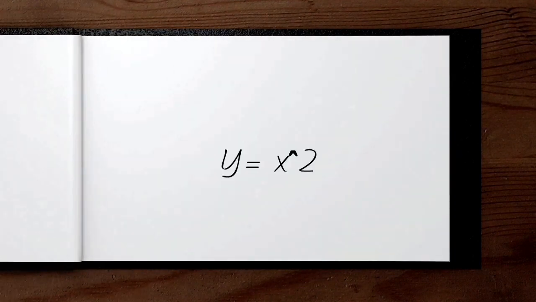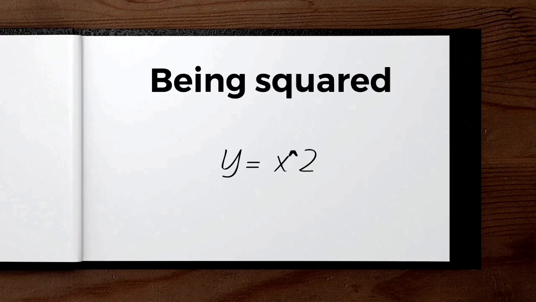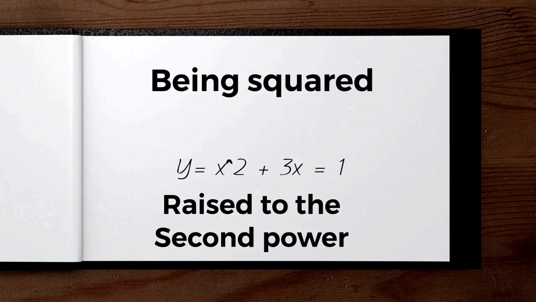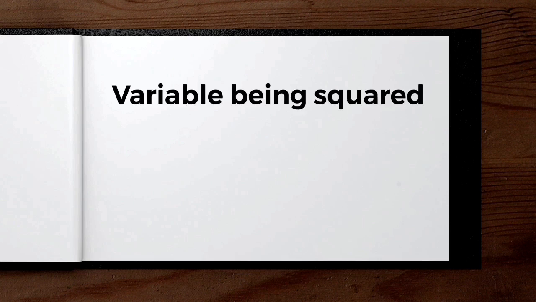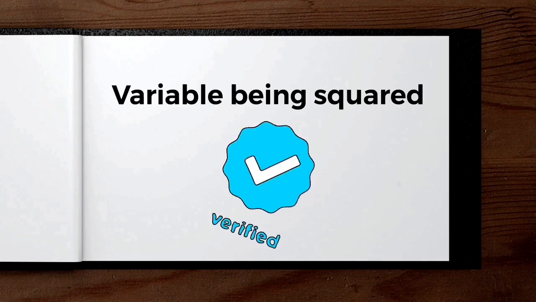Some examples of an equation that makes it quadratic include y equals x squared. The variable seen here is being squared and is raised to the second power. A second example is y equals x squared plus 3x plus 1. The variable is once more being squared, raising it to the second power like shown in example 1. Another example of a quadratic equation also includes y equals 3x(x plus 6). In this example, two x's are being multiplied, which in result makes this equation quadratic. Most equations that are quadratic usually get away with a variable being squared, and a variable being squared alone is enough for it to be considered quadratic.